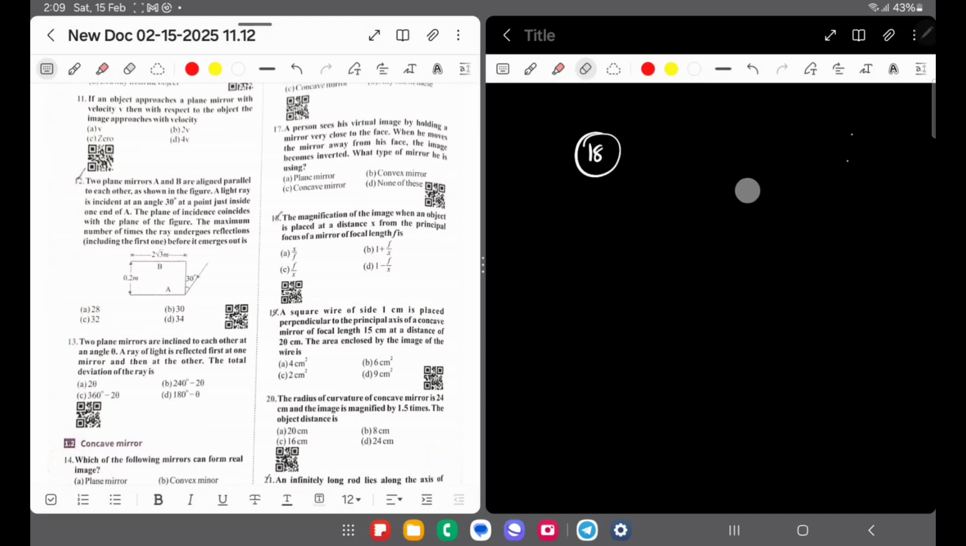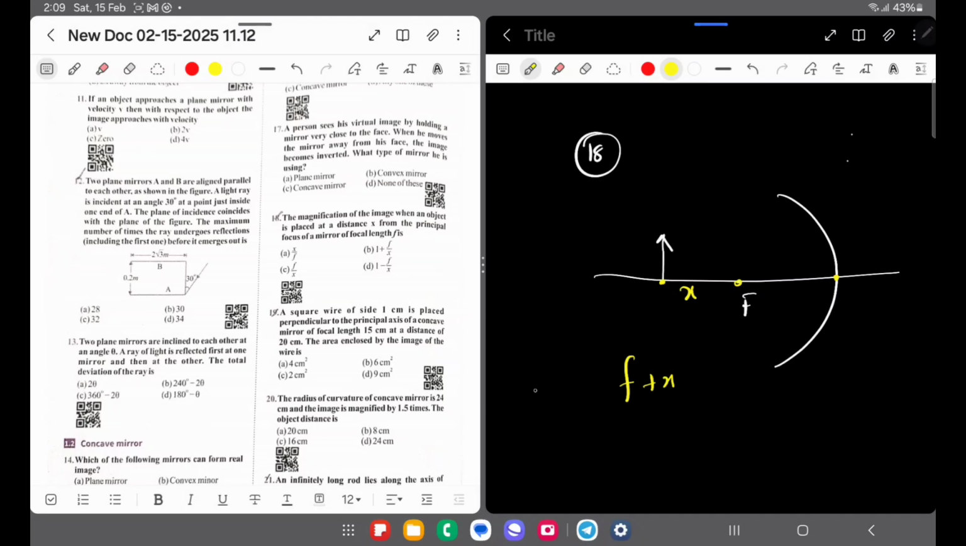Let me imagine we have some spherical mirror. It has a focal point. Magnification of the image when an object is placed at a distance x from the principal focus of a mirror of focal length f. So, x is nothing but the object distance from the focal point. From the pole, the total object distance is f plus x. So, as per the sign convention, u is equal to minus of f plus x.